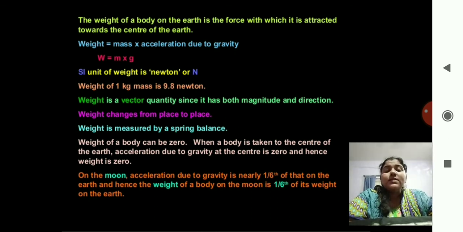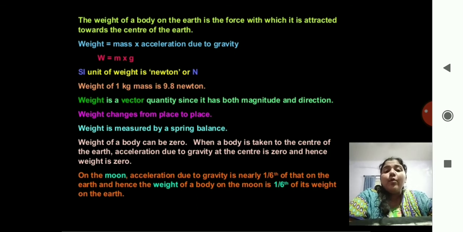What simple thing you have to remember is that mass does not include gravitational force, but weight includes gravitational force. So the SI unit of weight is Newton, and the weight of 1 kg mass is 9.8 newtons. Weight is always measured in Newton. Weight is a vector quantity because it has both magnitude and direction. Weight changes from place to place. On the moon and on the other planets the weight changes. The weight is measured by a spring balance.